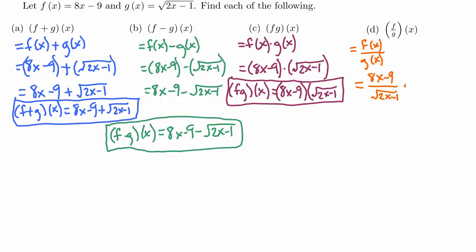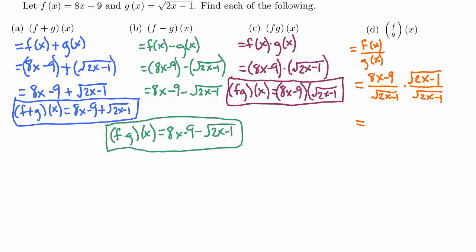So what I'm going to do is multiply the denominator by itself, which is, in this case, the square root of 2x minus 1. But if I do that to the denominator, I have to also do that to the numerator as well, because whatever you do to one side, you do to the other.